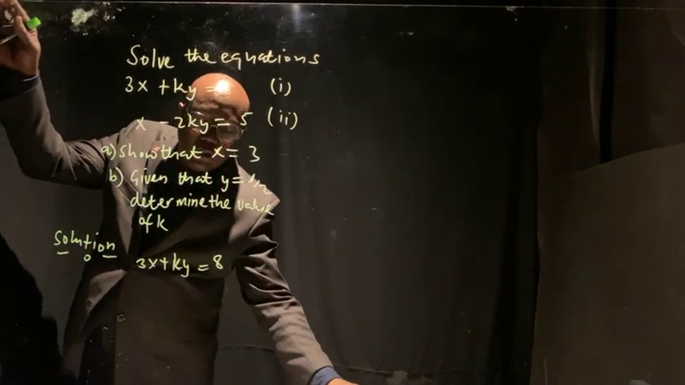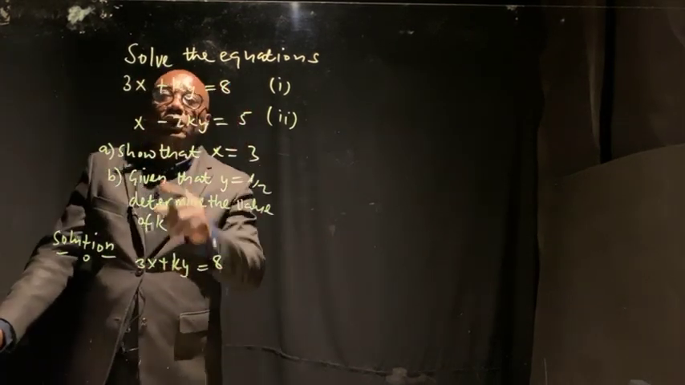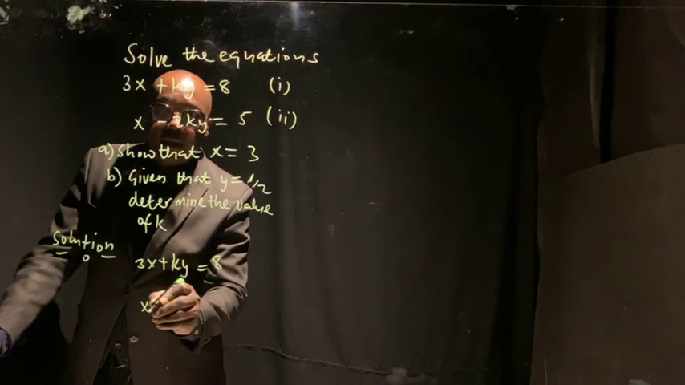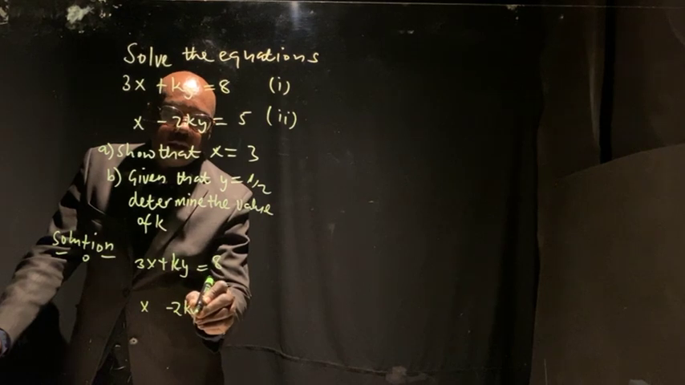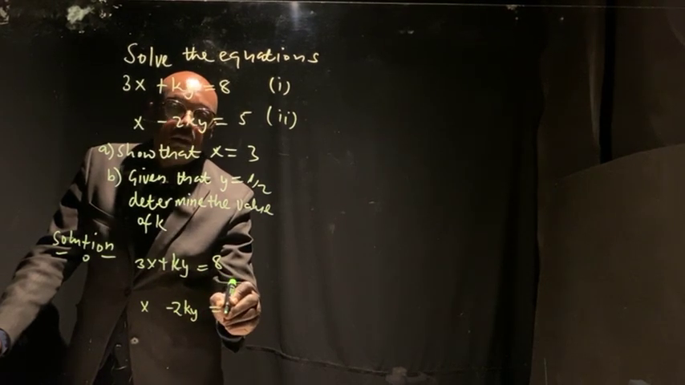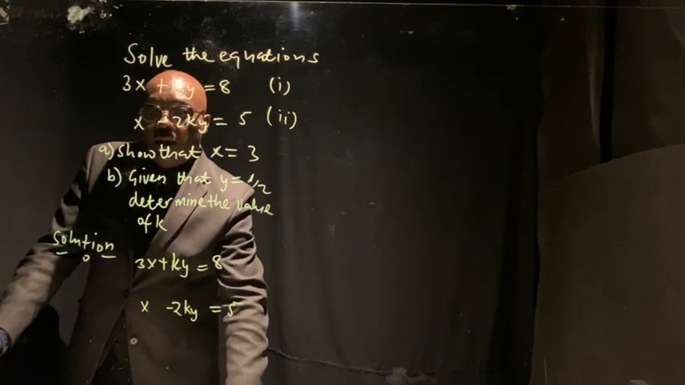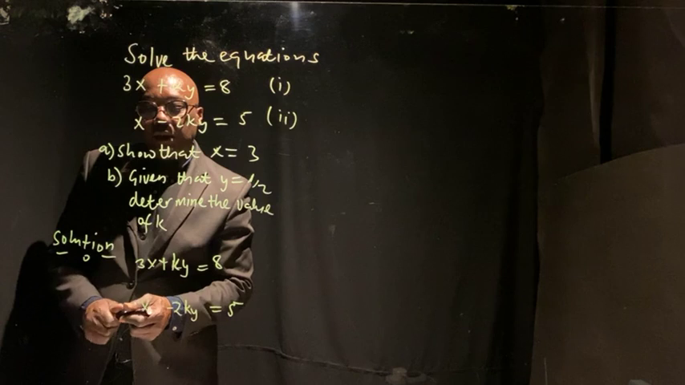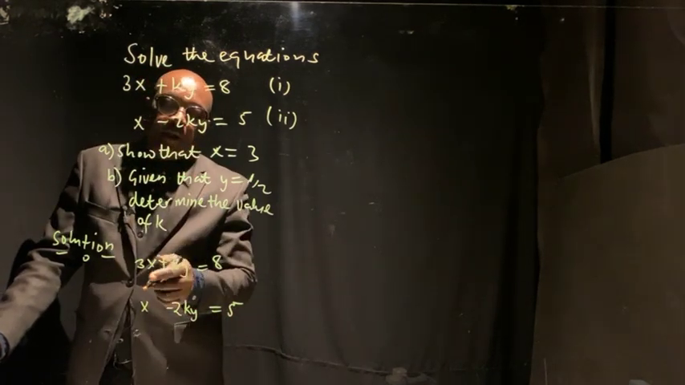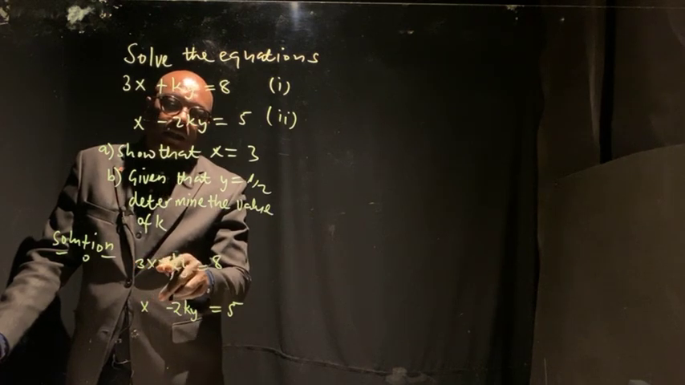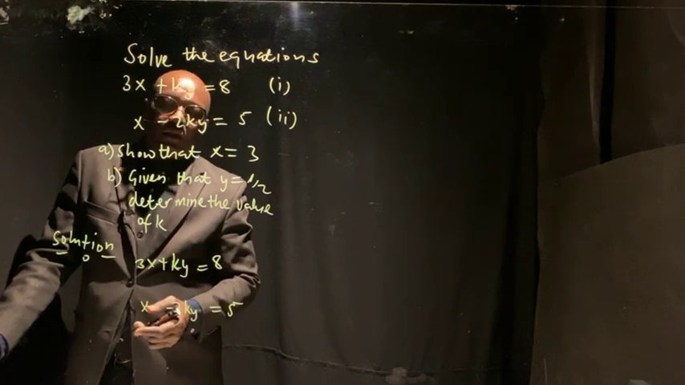There are many ways to do that, but at this time I would like us to consider equation 2, which is x minus 2ky equals 5. Now, if we multiply the second equation by, let's say, you see there are many ways to do it. We can eliminate ky in order to find the value of x, which is another alternative.